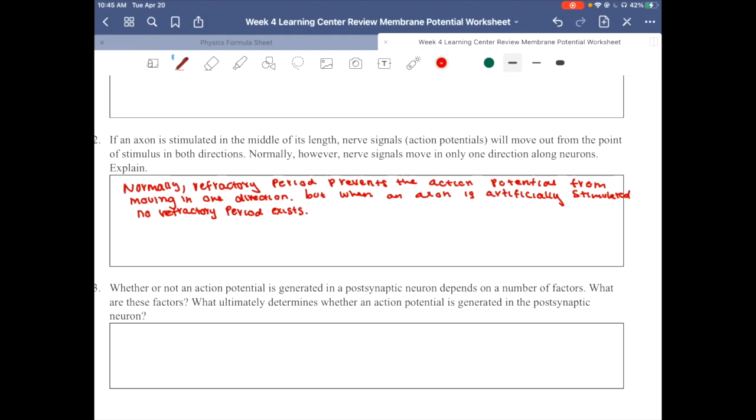So we're going to look at the neurotransmitter, and we can also look at the number or the frequency of excitatory versus inhibitory impulses. That shows how often it happens and also how close the synapses are to the axon hillock.